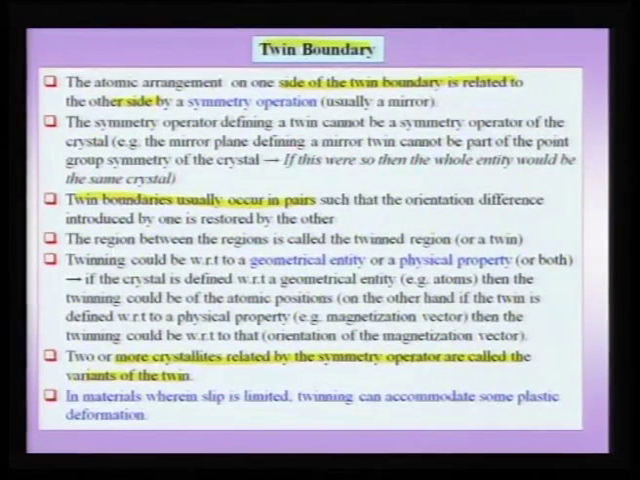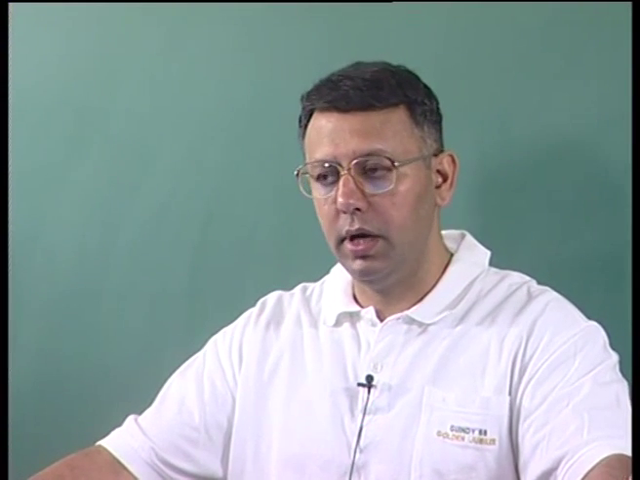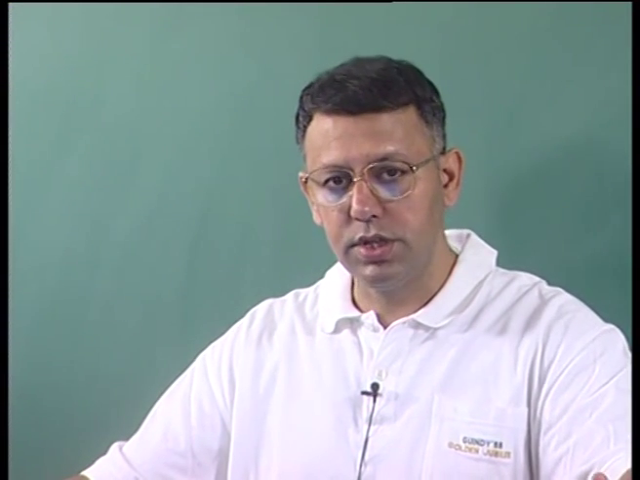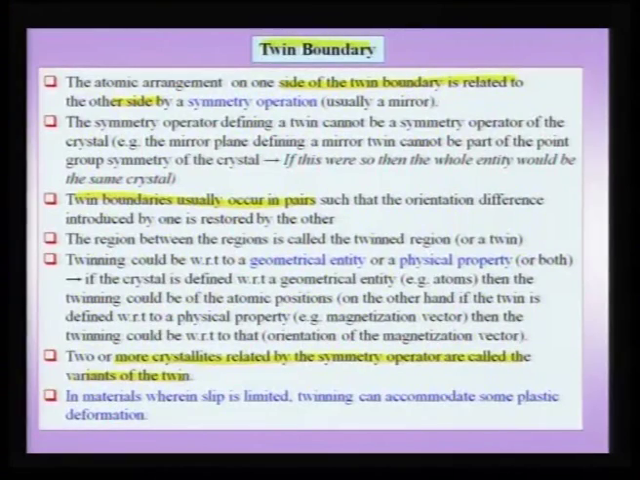Now, the importance of twinning becomes very obvious, especially when we are talking about plastic deformation or permanent deformation. We have noted that one of the most important vehicles of plastic deformation is the dislocation. But there could be systems wherein plasticity by slip or by the motion of dislocations is limited. This could be, for instance, BCC crystals at low temperature, and in such materials, twinning becomes an important mechanism by which plastic deformation is achieved. Therefore, twinning is not only an important structural defect from the point of view of its association with symmetry, but it can play a very important role in plastic deformation, especially in systems wherein slip is limited or wherein the strain rates are very high. Therefore, in materials wherein slip is limited, twinning can accommodate some amount of plastic deformation.